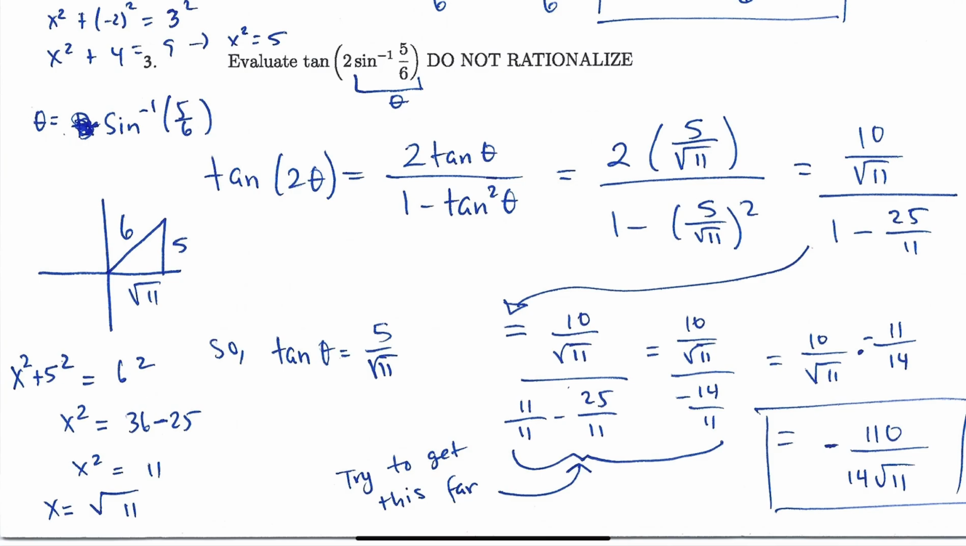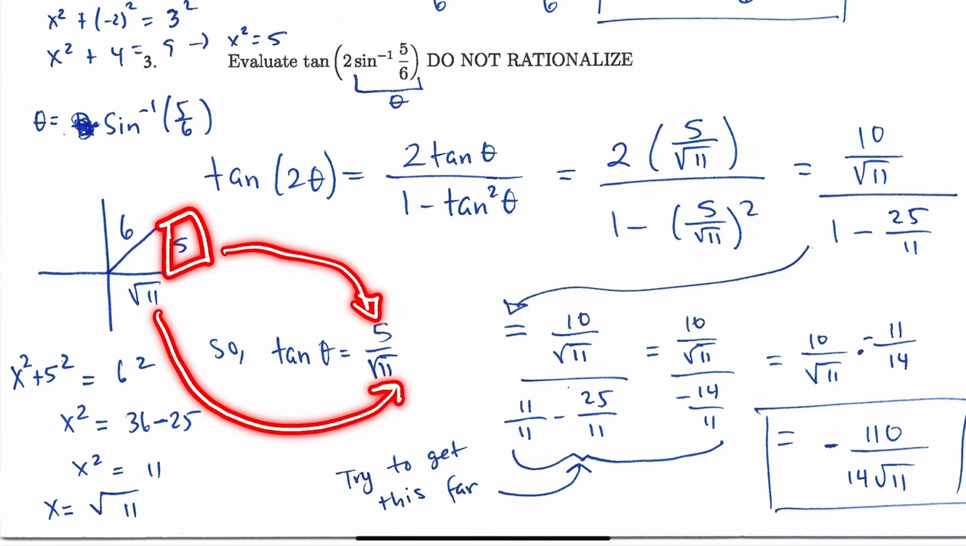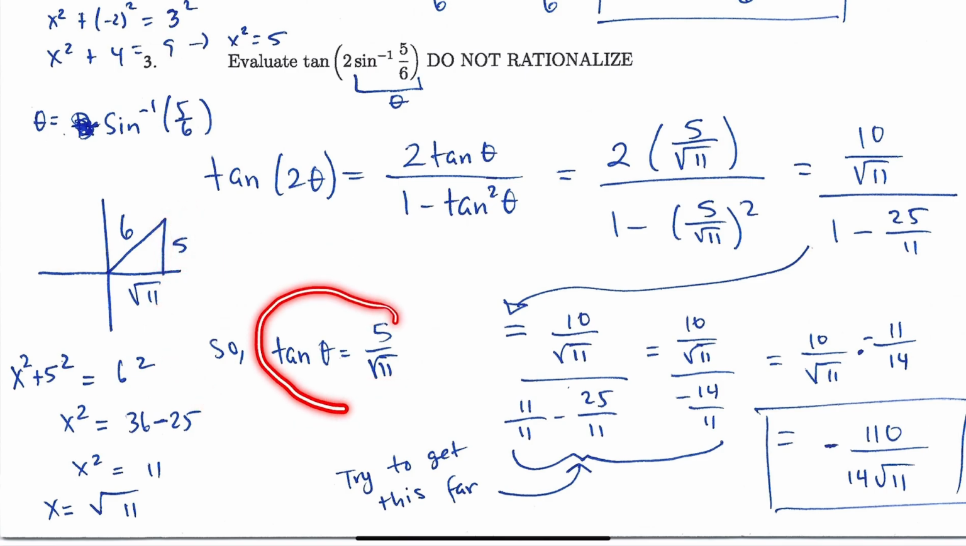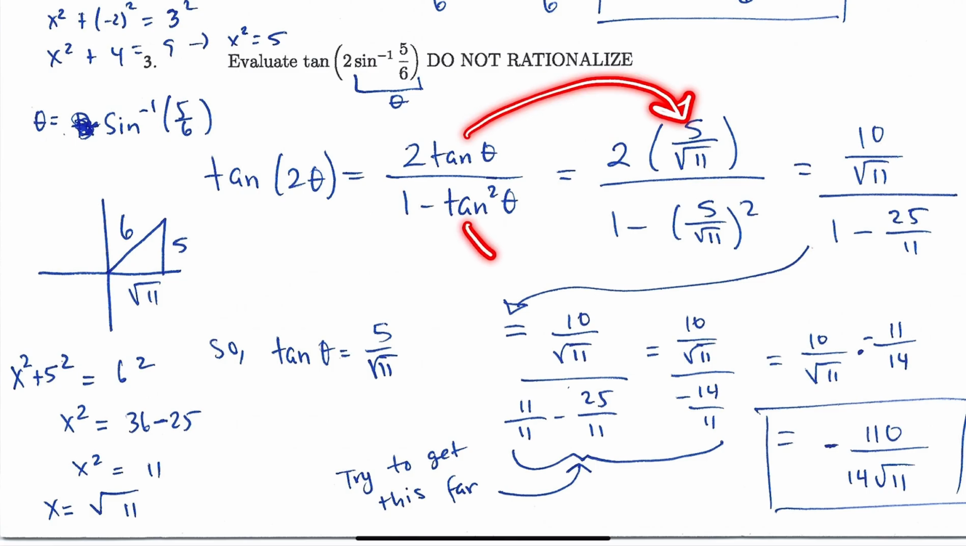You really just solve this right here. What is tangent theta? Well, let's look over here. Tangent theta is y over x. Okay? And that's really what you care about right here. Why? Because tangent theta equals this, and this is what you're going to use. So instead of tangent theta, we have that. Instead of tangent squared theta, we have 5 over radical 11 squared. And we do the math.